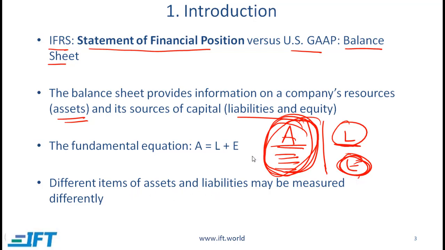Different items of assets and liabilities may be measured differently. Some items might be shown at fair value, other items may be shown at historical cost. One aspect of this reading, as well as subsequent readings, is to understand the measurement basis of various items on the balance sheet.